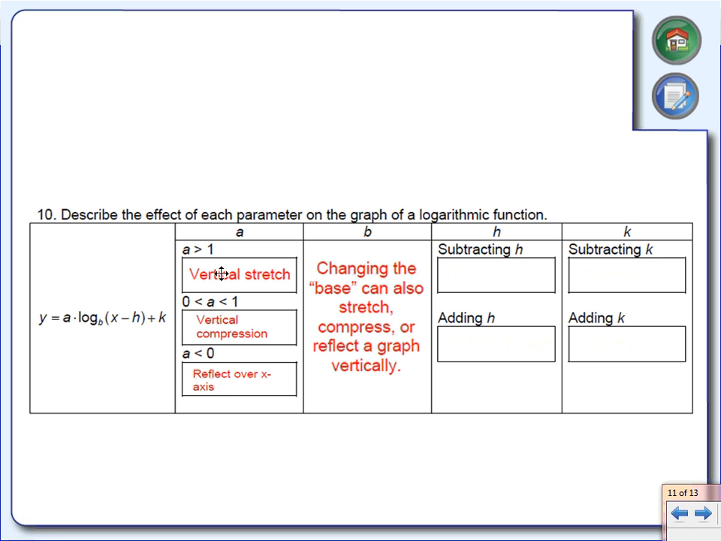All right, now the h, notice the h is inside the parentheses, and when it's inside the parentheses, you'll notice the transformations over here. We're either moving left or right, depending on what we're doing here. So let's start with subtraction. If we're subtracting, what's going to happen? Which direction are we going to move? If we're subtracting, we're going to move to the right. But if we're adding inside the parentheses, we're going to move to the left.